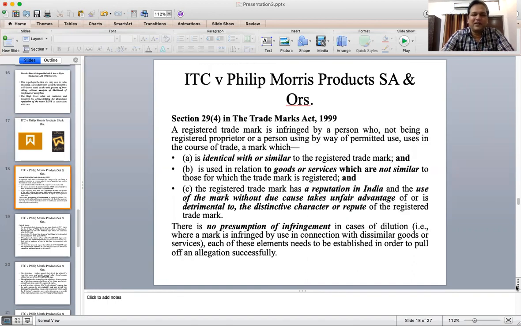I have already defined to you what Section 29 clause 4 is, so I'm not going to define it again, but you must be very clear that apart from those two conditions A and B, the third condition is also very important: the mark in question must be a reputed mark here in India, and its use was without due cause and took unfair advantage of, or impaired the distinctive character or repute of, that company which was previously established. So in these cases, there is no presumption of infringement.